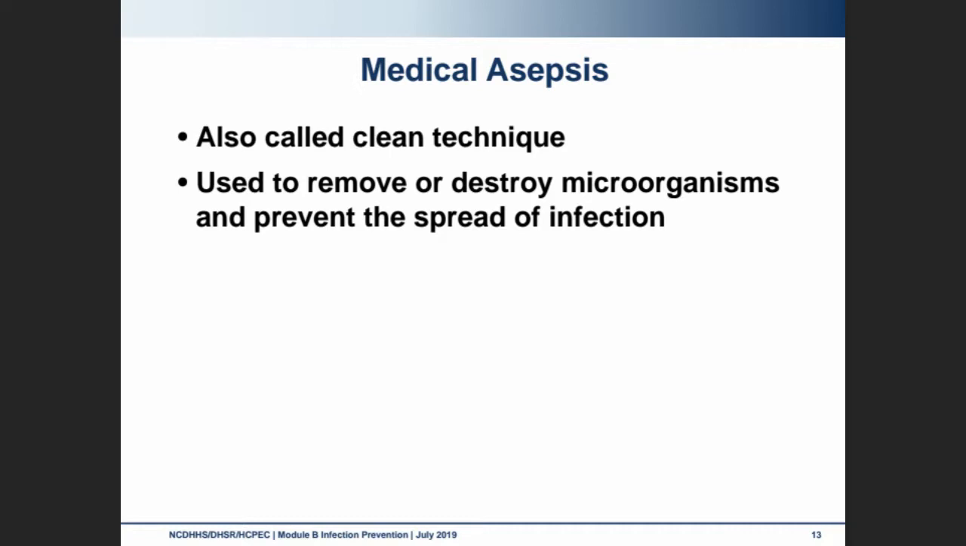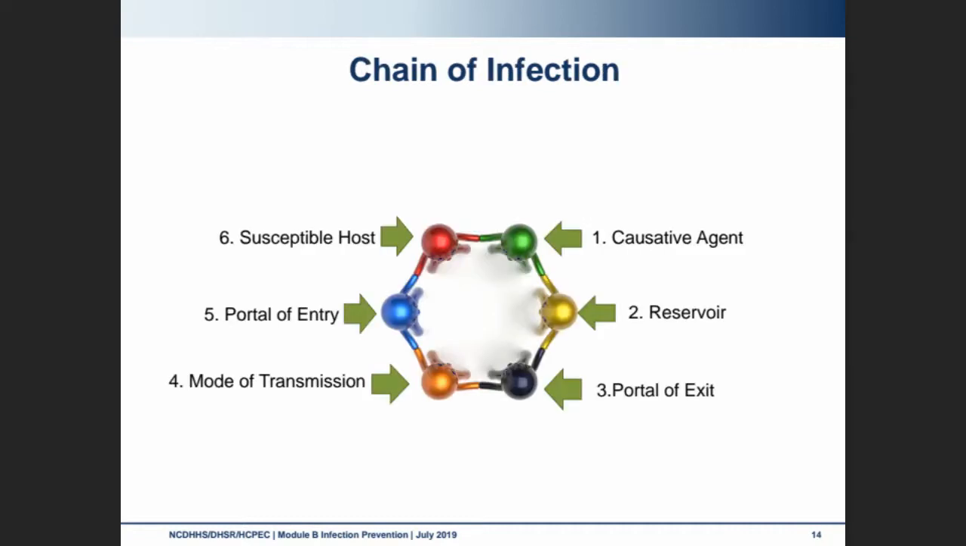And I mentioned we were going to talk about the chain of infection. This is something we use to explain the spread of infection and how we can break or stop the spread of infection. So the chain of infection is really important. And it's important to know that there are 6 links in the chain of infection.